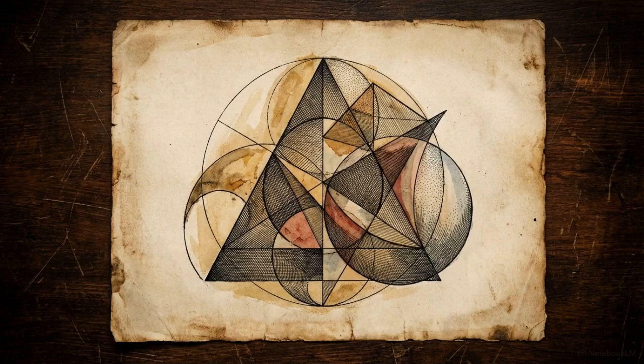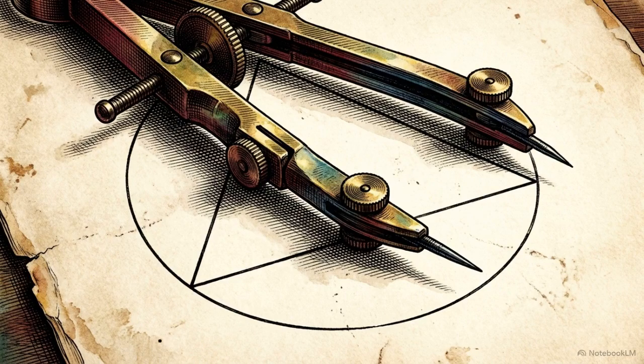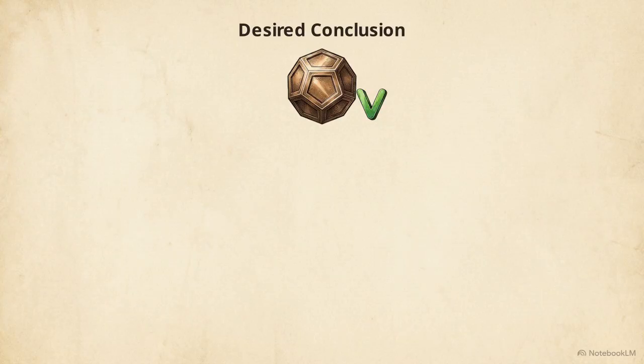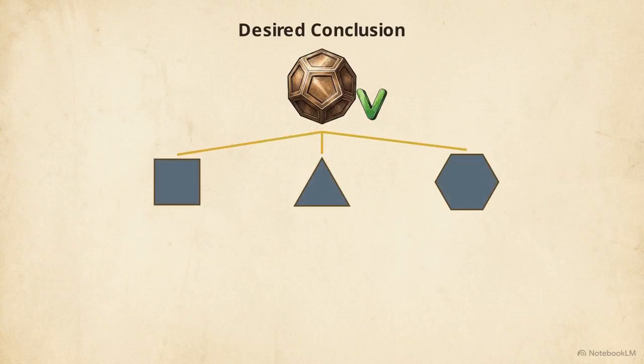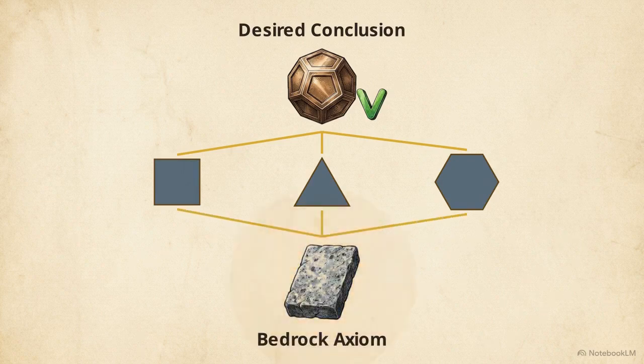The roots of this method lie in ancient Greek geometry, specifically in the work of the mathematician Pappus, who formalized techniques used to prove complex theorems. The mechanism is counterintuitive. Rather than building up from nothing, you assume the goal is already true. From there, you work backwards, deducing which previous theorems support that conclusion, until you reach a bedrock axiom.